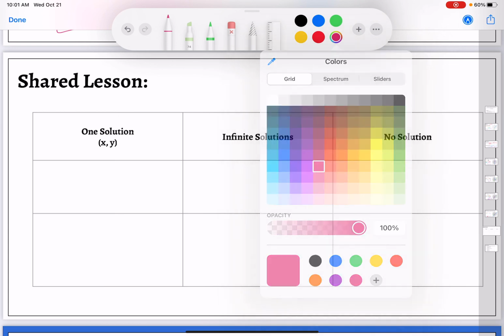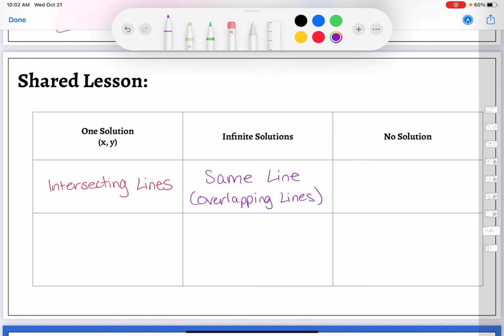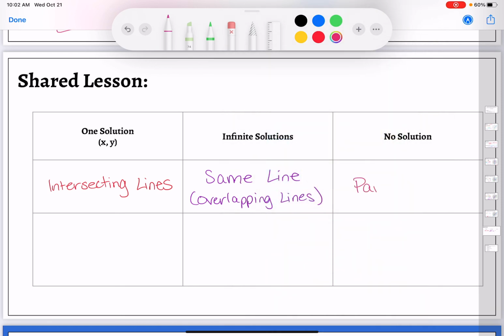But those lines would be intersecting lines, right? That means they touch each other in only one place. All right, when we had infinite solutions is when we had the same or overlapping lines, however you want to think about it. Same line or overlapping lines. Then it would have an infinite number of solutions because they'd be touching in every single point on the line. And again, remember, we cannot call that all real numbers anymore. It has to be infinite solutions.